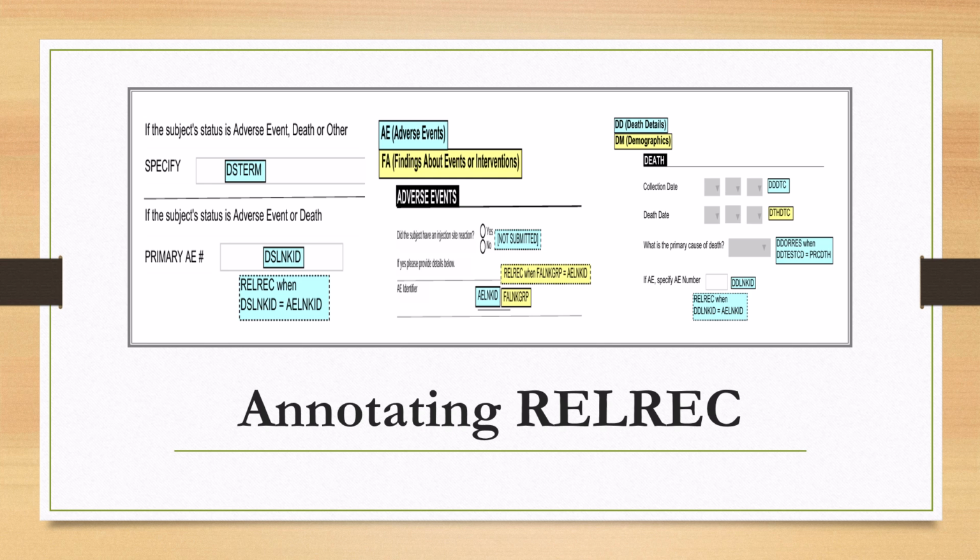The same is the case for the death dataset. If the adverse event results in death, then the AE link ID for that adverse event which resulted in death will be mentioned in the death CRF form as well, and you can map that to the DD link ID variable. Using the DD link ID variable and the AE link ID variable, you can create the RELREC.